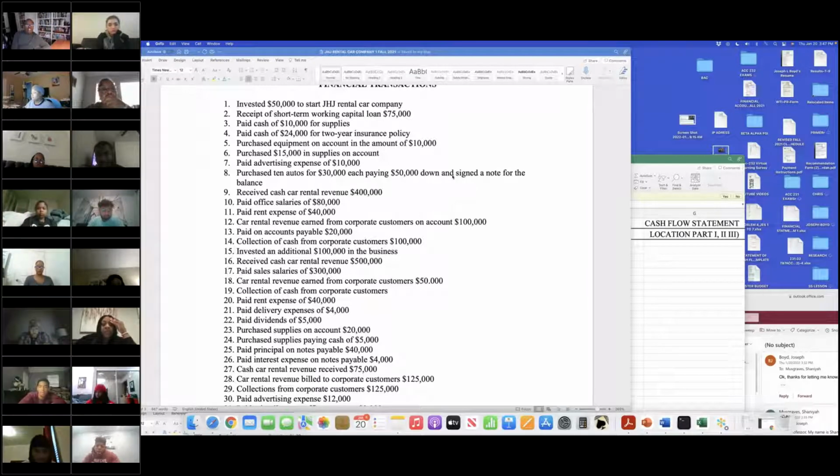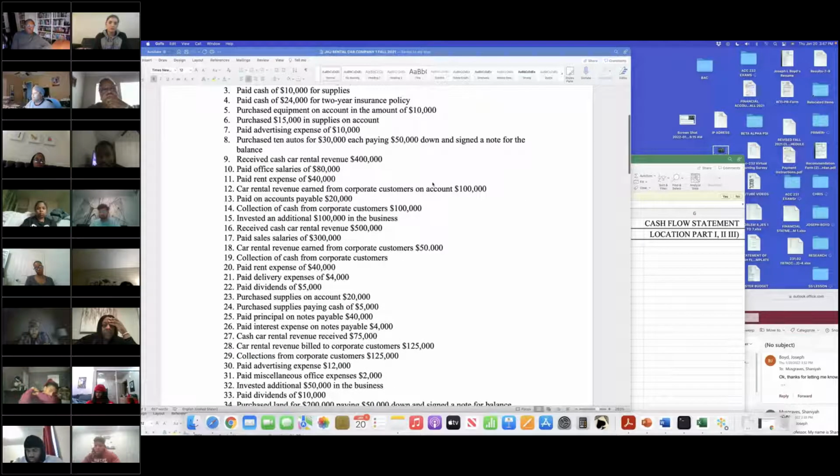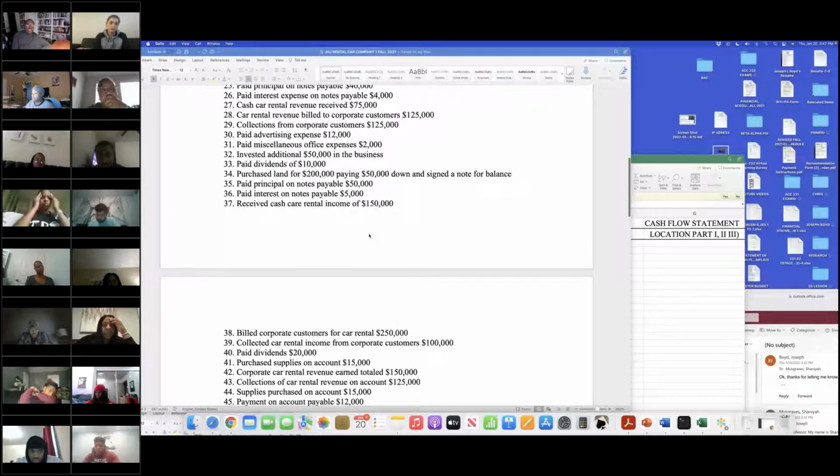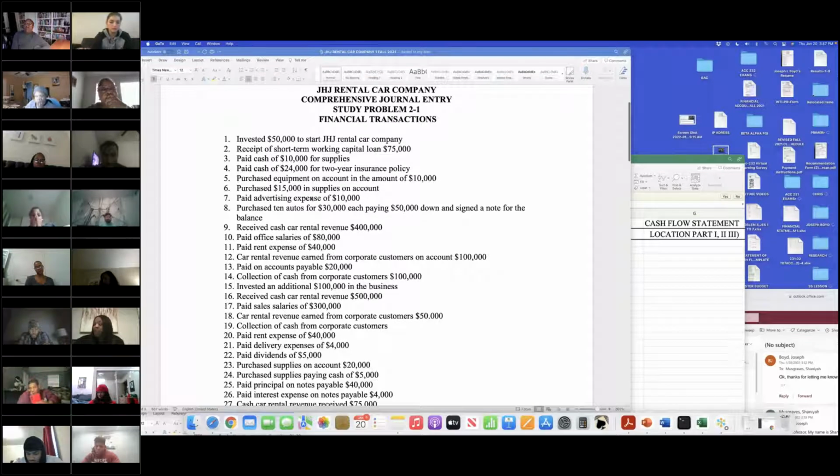Now, on this journal entry study problem, it's very important that by midterm, you will need to have worked the first 40 journal entries. We're going to go over those first 40 journal entries. As we're going over them, you need to be putting them on an Excel spreadsheet. You only have to work one, but eventually you'll be responsible for all 40. So you're working your one and you're learning how to work the others.